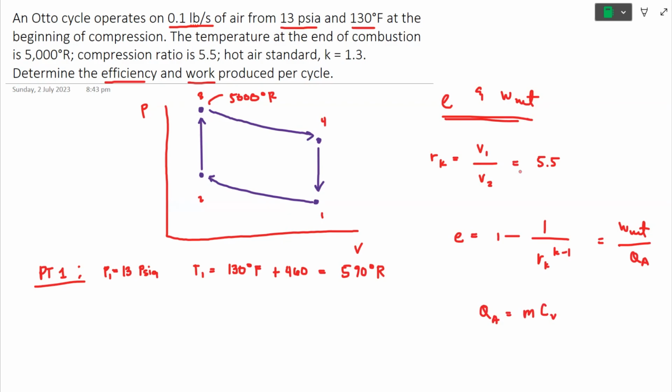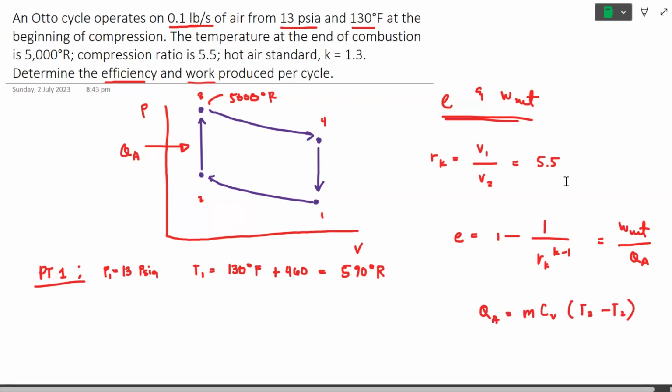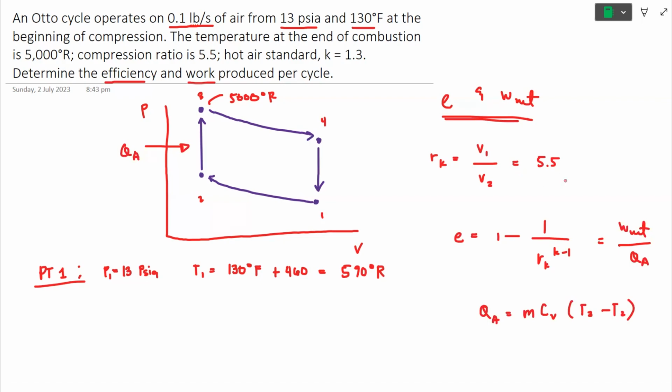Dun sa heat addition. So, that is the process at, so yan, QA mo. Process mo ng 3 and 2. So, temperature at 3 minus temperature at 2. Pero missing yung 2. Yun na isi-solve natin yun. So, using yung isentropic relationships, T2 divided by T1 equal to V1 over V2 raised to k minus 1.